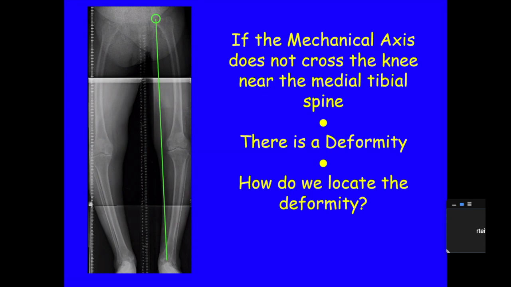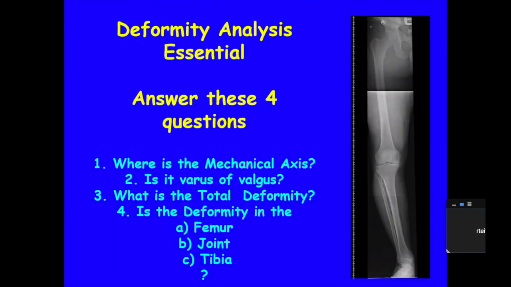So how do we go about locating that deformity? Well, we have to break it down into 4 simple questions. We say, where is the mechanical axis? Is it varus or valgus? What's the total deformity? And where is the deformity located? Femur, joint, or tibia? So here we have a limb, and we might look at it and say it's varus.